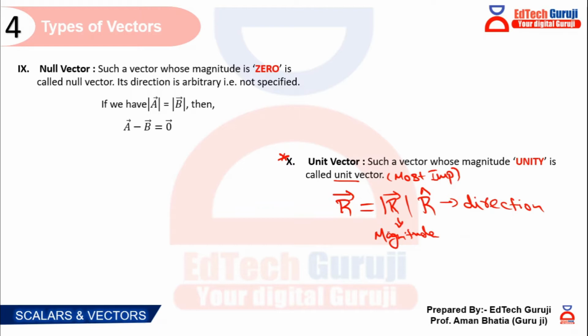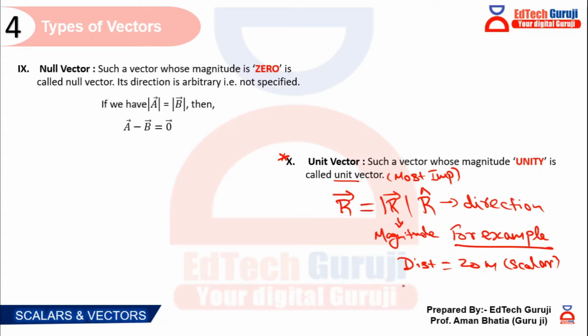See, I can convert any scalar to a vector by giving it a direction. You will say, sir, what does that mean? What I mean to say is, let us say I give you a distance, for example a distance of 20 meter. What is this distance? Distance is nothing but a scalar. Now, if I give this distance a particular direction, it will become a vector.